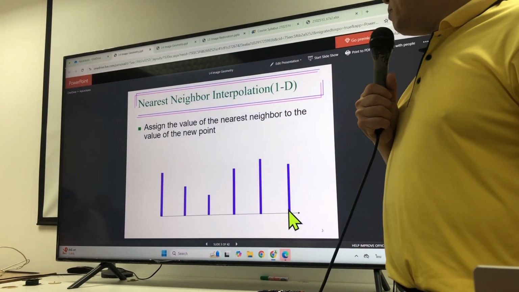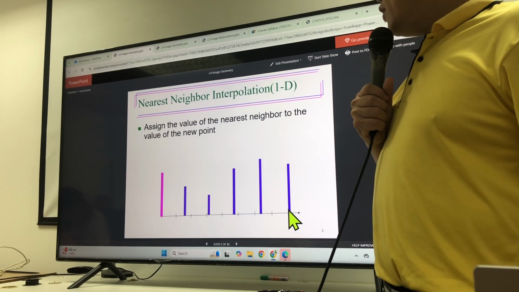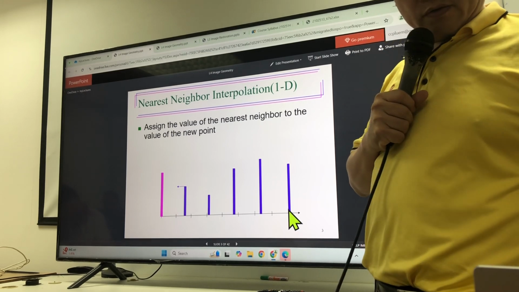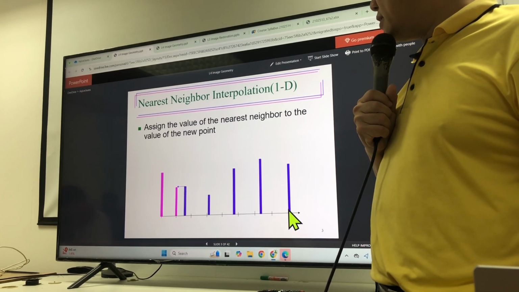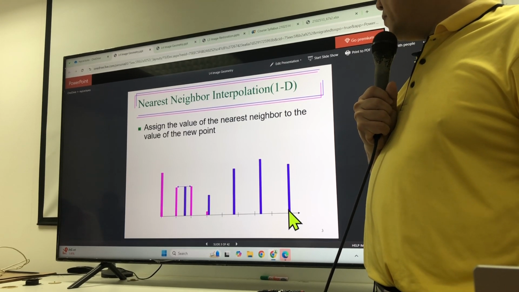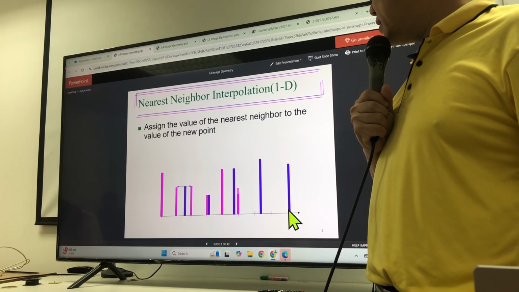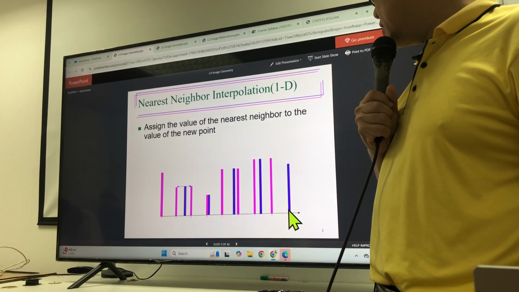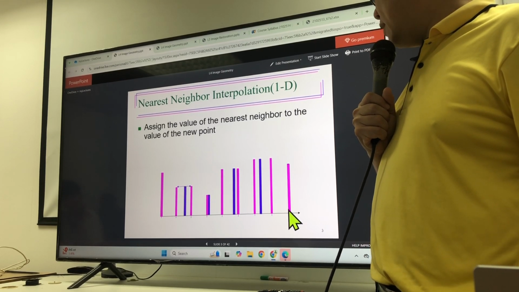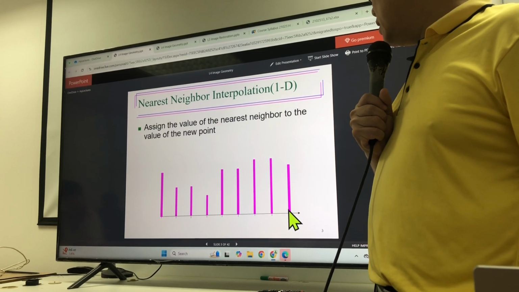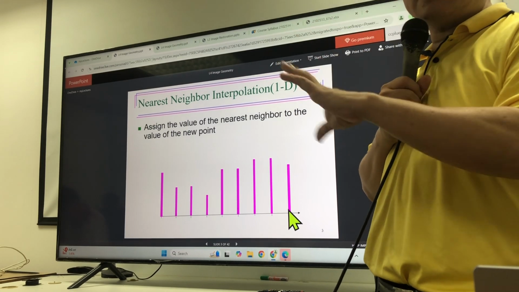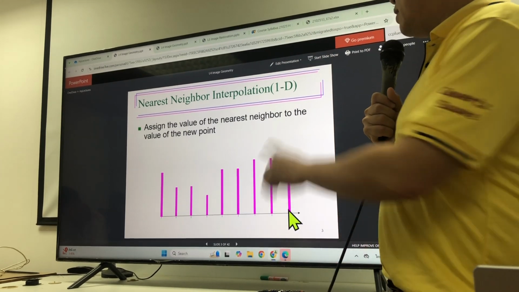For the nearest neighbor, this is what we do. The first one is the same position, so you get that value, it's easy. For the second one, you take the nearest value to it. This is the nearest neighbor, and so on for each of the points. So instead of 6 pixels, you end up with 10 pixels. This is called nearest neighbor in 1D.